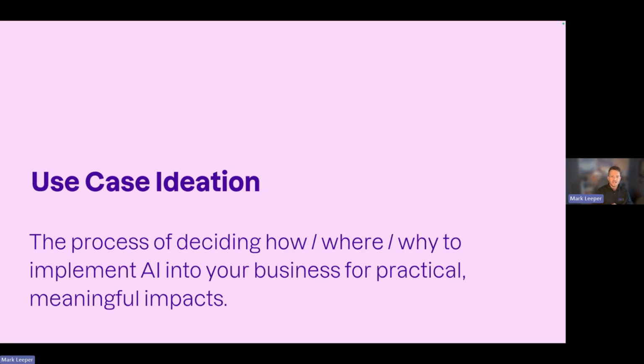How, where, and why. How are you going to implement AI? What are some of the ways, some of those use cases? Where, which departments, which tools, and why? Are we trying to save time? Are we trying to save resources? Are we trying to save money? Are we trying to be cutting edge? What's the deal? And then practical, meaningful impacts.